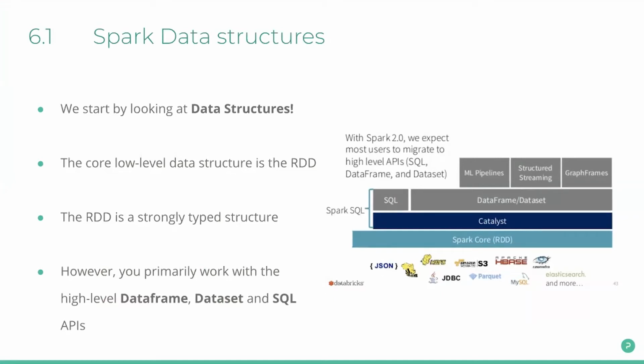The core data structure in Spark is the RDD. There are even APIs to manipulate the RDD. However, those APIs are currently deprecated. So what's recommended is to work with the higher level APIs, which are Dataframe, Dataset, and SQL APIs.